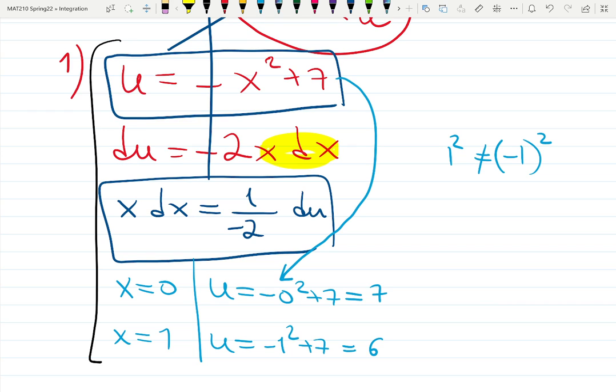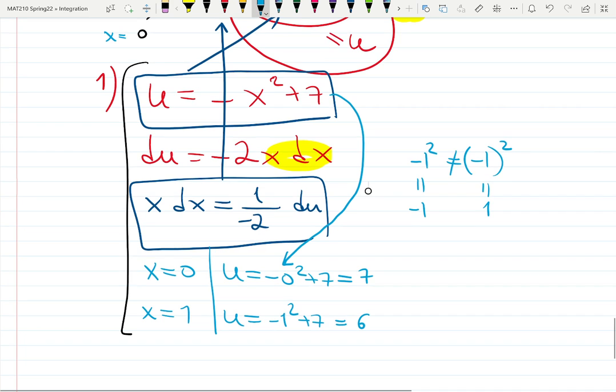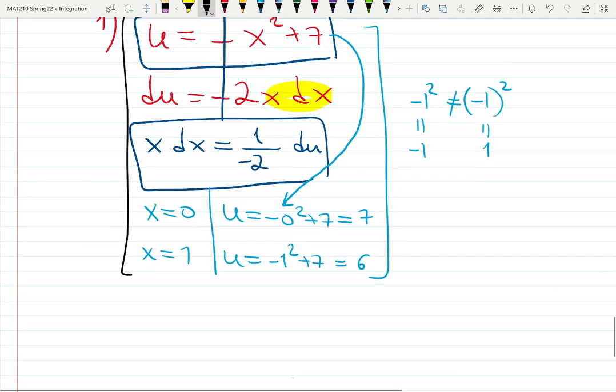So my new limits of integration will be from 7 to 6. Don't get confused about why it's like this. It is fine. The integral will be from 7 to 6. 0 was first, so 7 goes first, and then 1 was after that, so 6 goes after that. From 7 to 6.